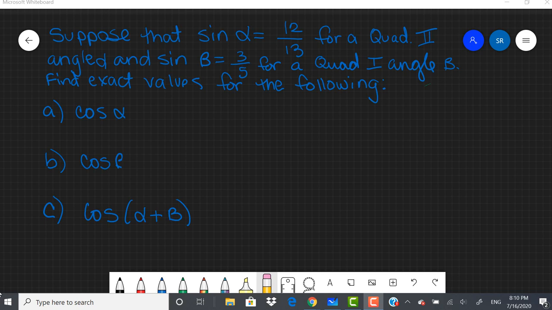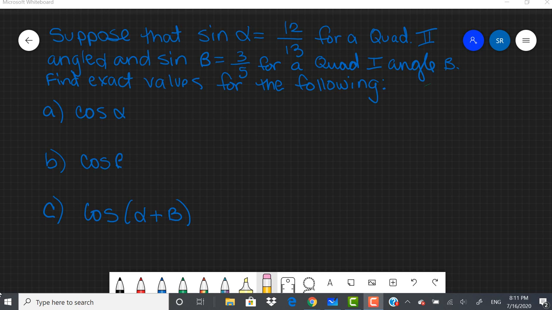Okay, in this video, we are going to solve the sum and difference formulas trig identity problems here. So we're going to suppose that sine alpha is 12 over 13 for a quadrant 2 angle alpha, and sine beta is equal to 3 over 5 for a quadrant 1 angle beta.